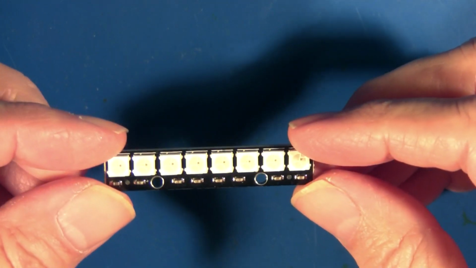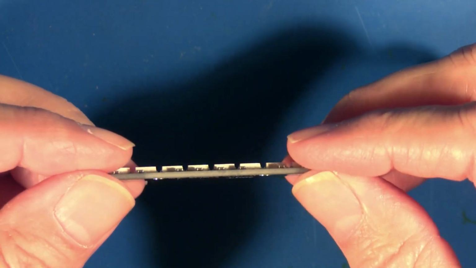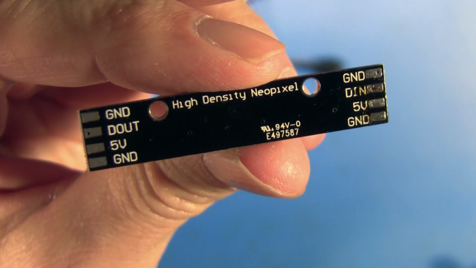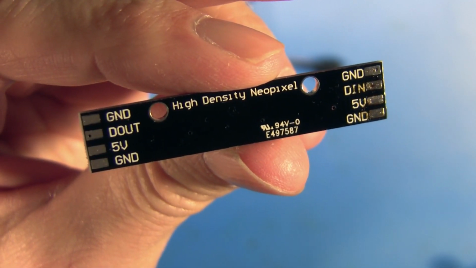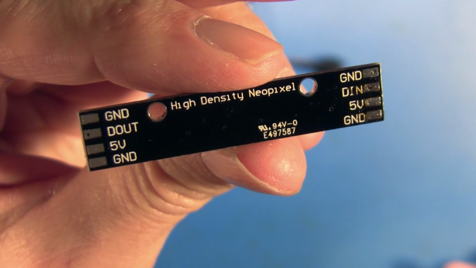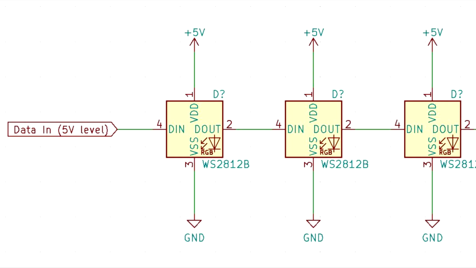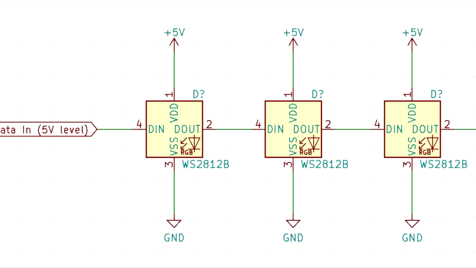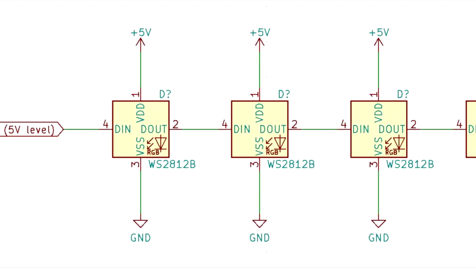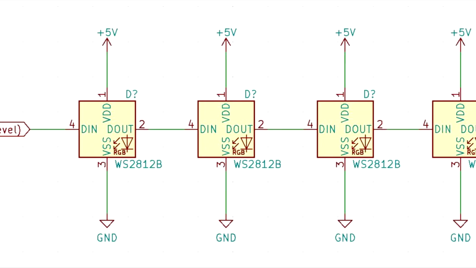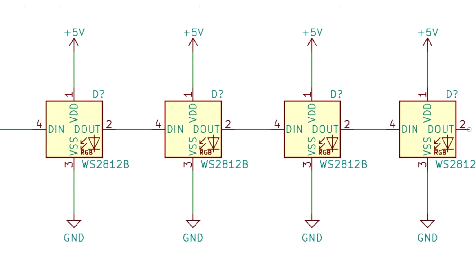This is the LED strip that I got from eBay. Now you can see the connections there. Power and ground can go straight through, and the data in and data out can be connected as well. It's got two mounting holes in it, which is quite useful. They're connected like this, with the data in on the left, and then the data out for the first LED goes to the next data in on the next LED, and so on down the chain.